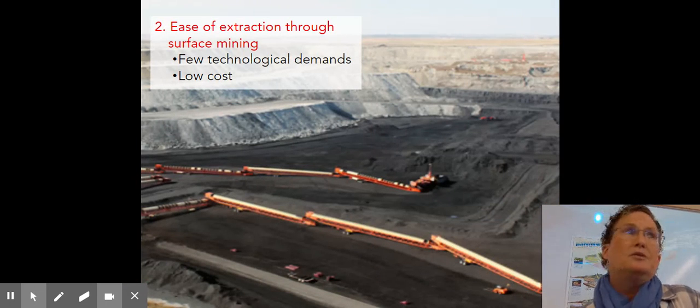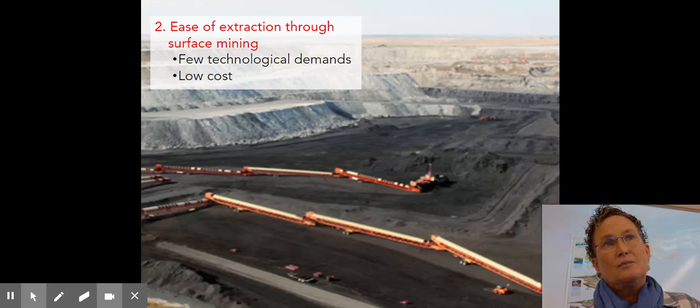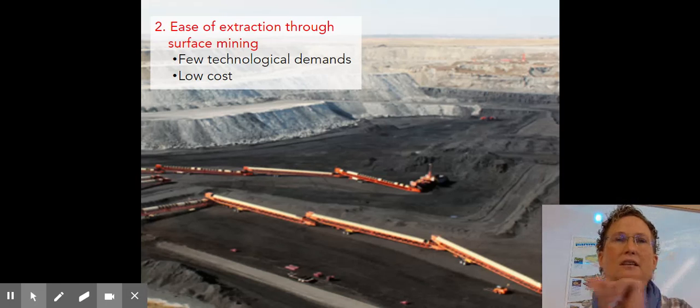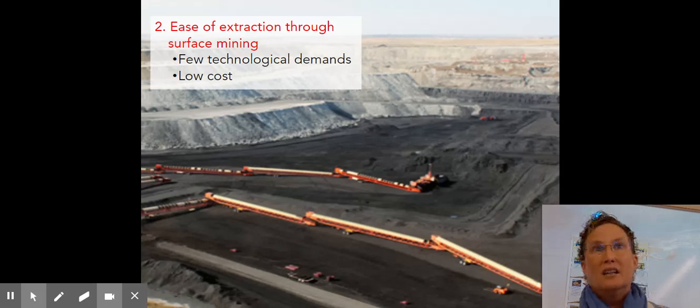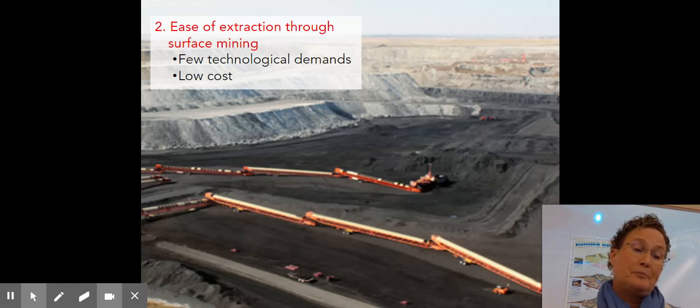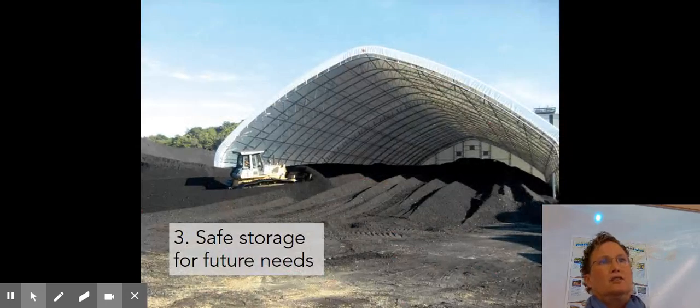Then number two is the ease of extraction through surface mining. So it's low technological demands and low cost. And part of that is because we've been investing in coal since the 20s. It's way cheaper than it used to be, and it's much safer than it used to be. But a lot of people have died, and a lot of technology has been expanded so that it is cheap and low cost, because we've done a lot of investment.